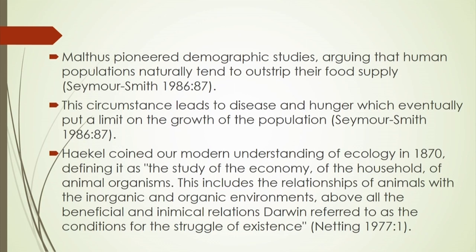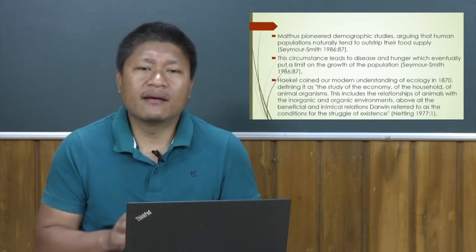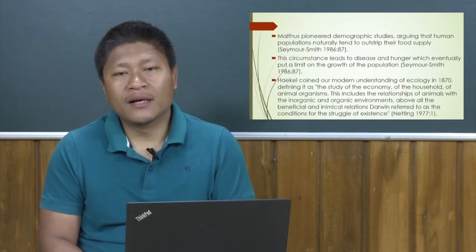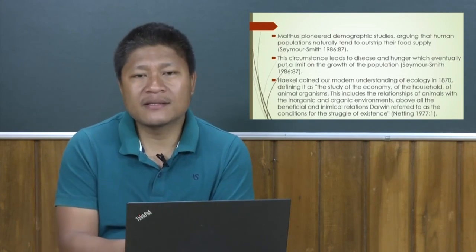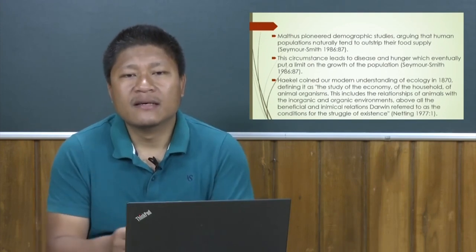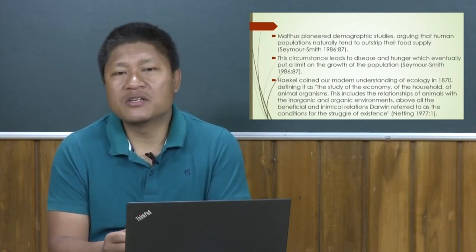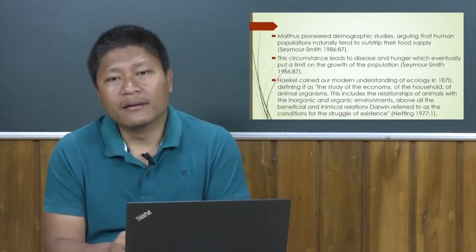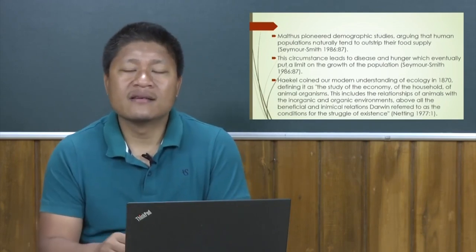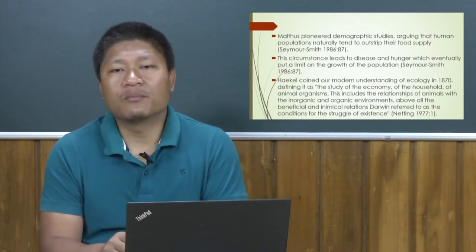Now, as the human population exponentially grows, there will be a struggle among the human species for existence. Now, in a similar vein, Malthus posits that war has constantly checked the growth of the human population. As you know, in a war, people get killed, and therefore war is seen to be a positive measure in order to control the human population.